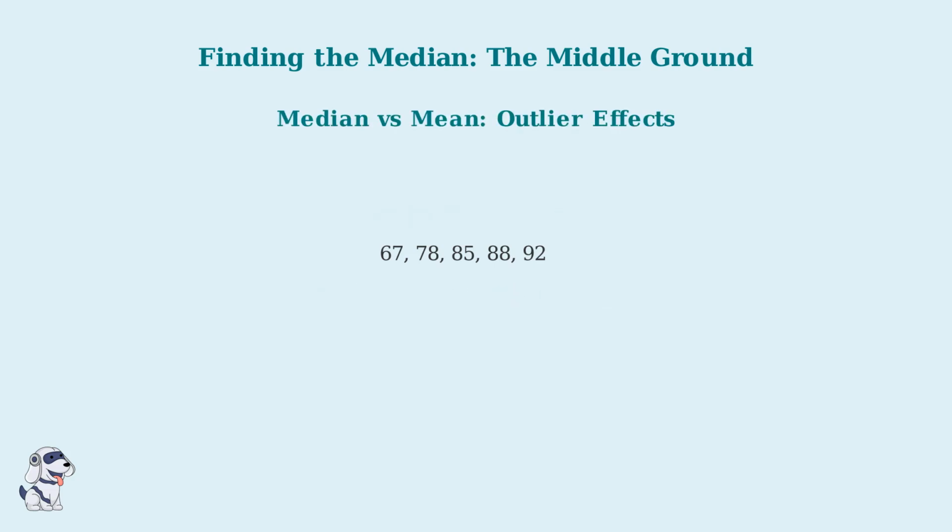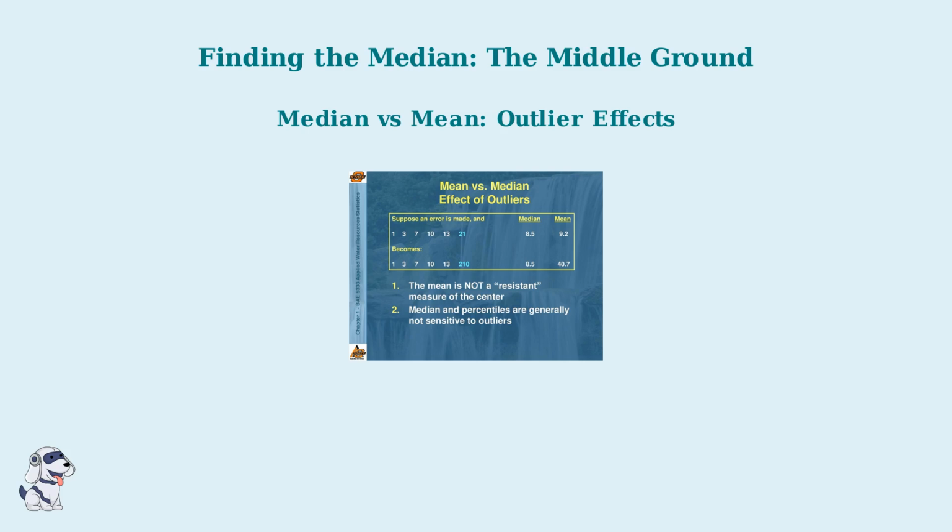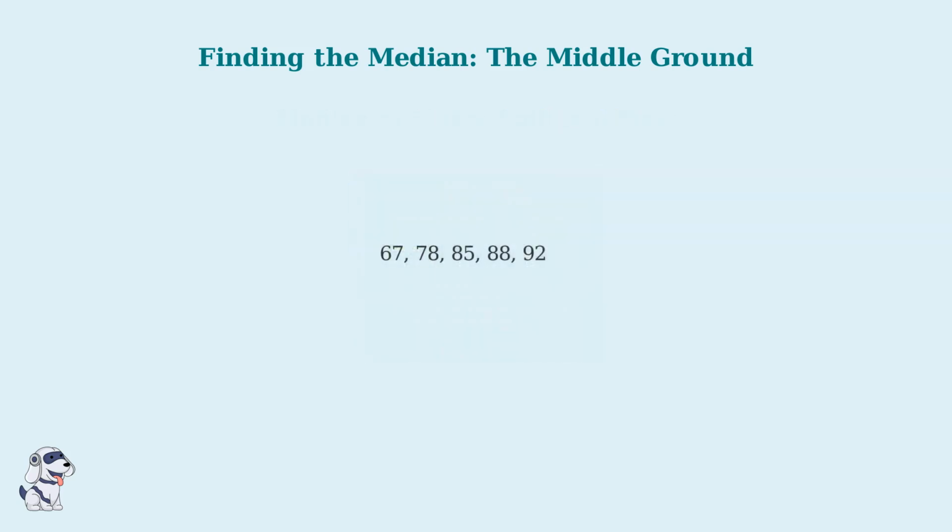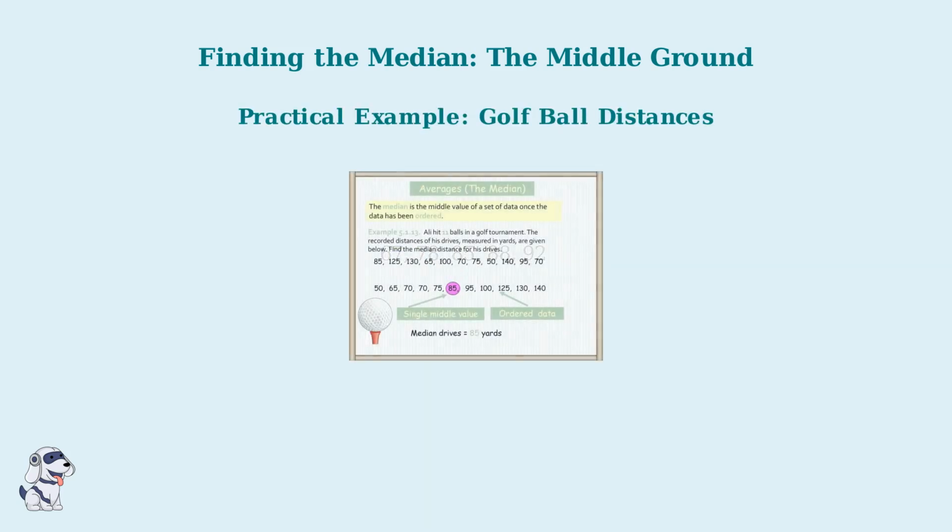One of the median's greatest strengths is its resistance to outliers. Unlike the mean, extreme values don't dramatically affect the median. Let's see a practical example. Here we have golf ball distances, and we need to find the median distance.